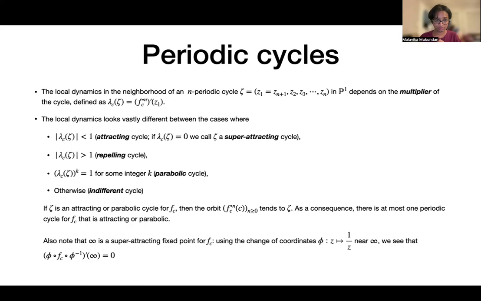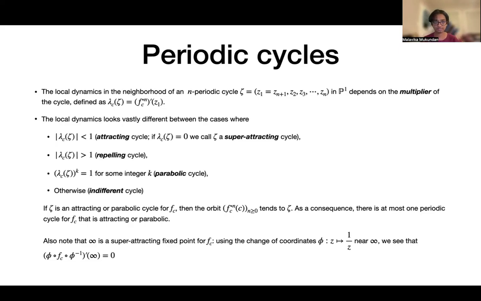You will also have things called parabolic cycles, which are cycles where the multiplier is a root of unity. And lastly, the complement of all these, when the multiplier is not a root of unity but has absolute value 1, is an indifferent cycle. There are different types of indifferent cycles, but that's outside the scope of this talk and this semester, so please look at the references if you would like details. We particularly care about attracting and parabolic cycles this semester.